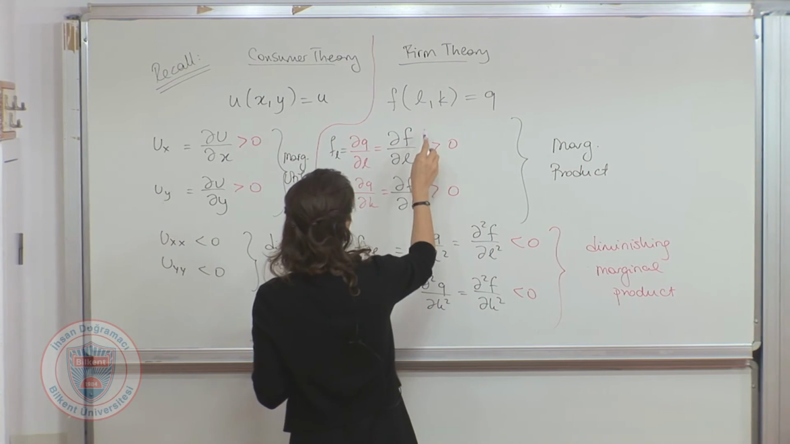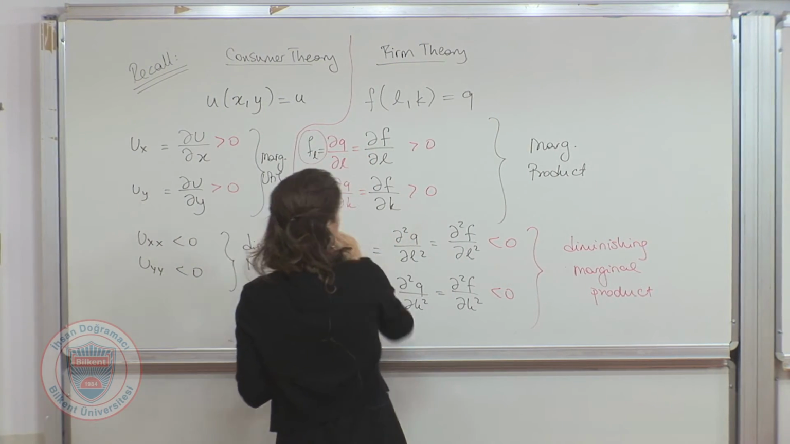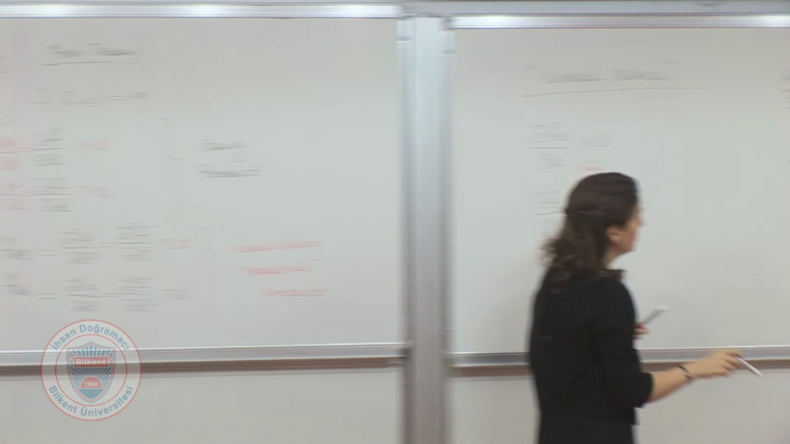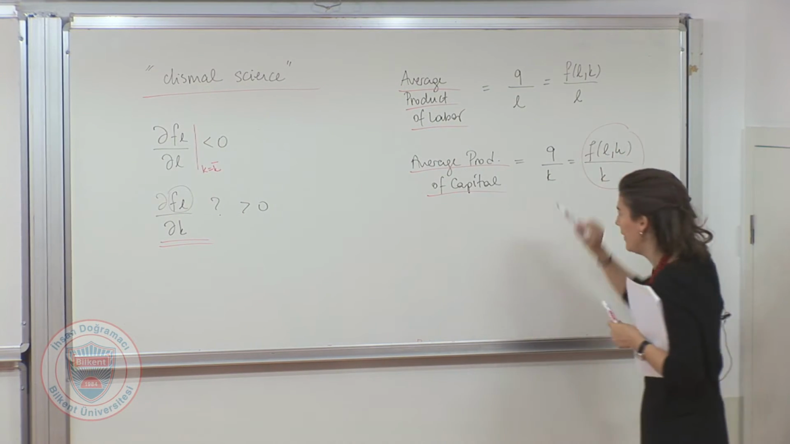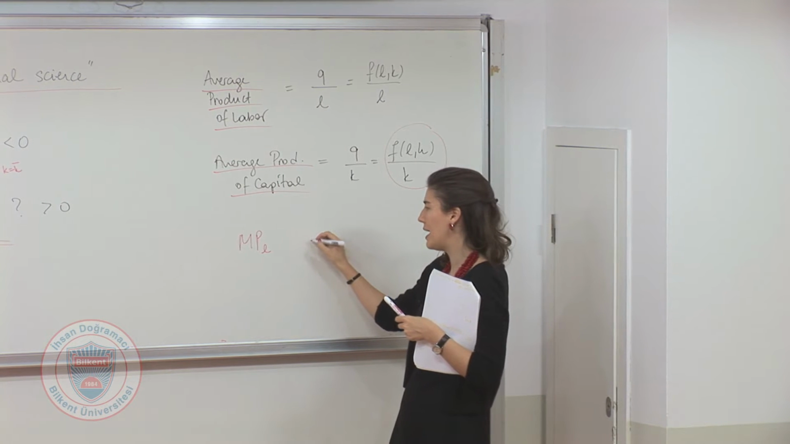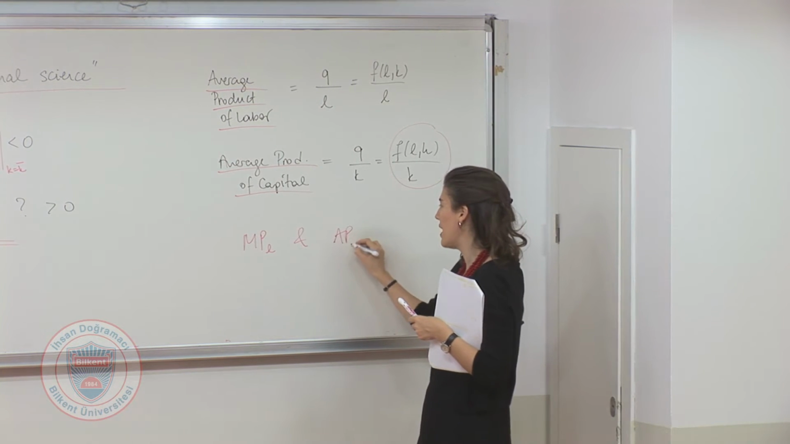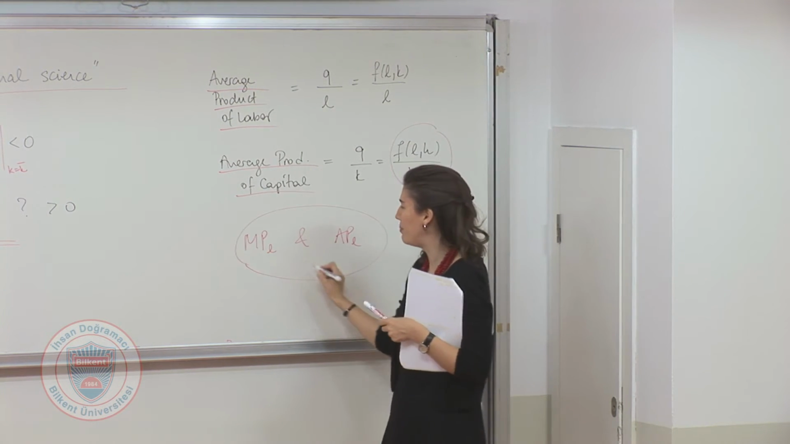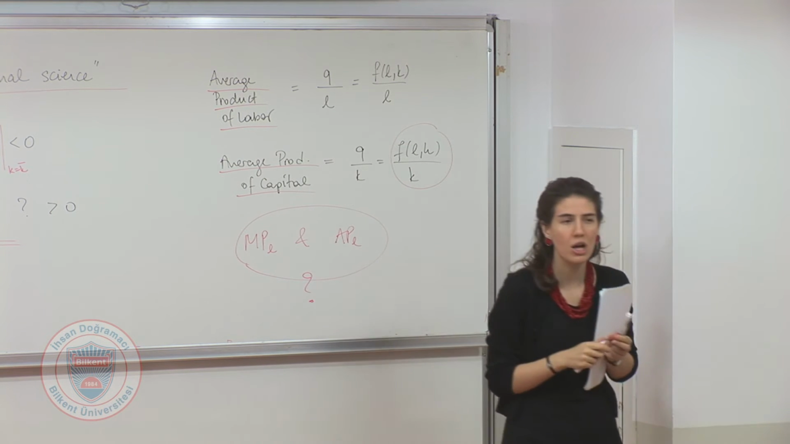So basically the marginal products, right? So this guy and this guy. So let's try to see. What is the relationship between MPL and APL? What is the relationship between these two concepts?